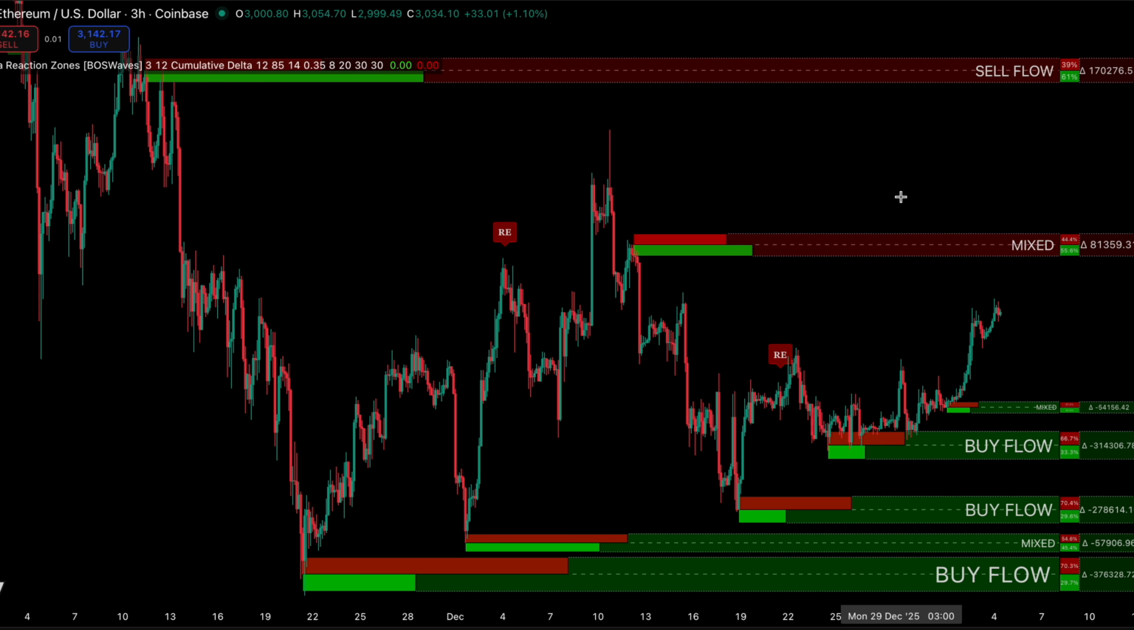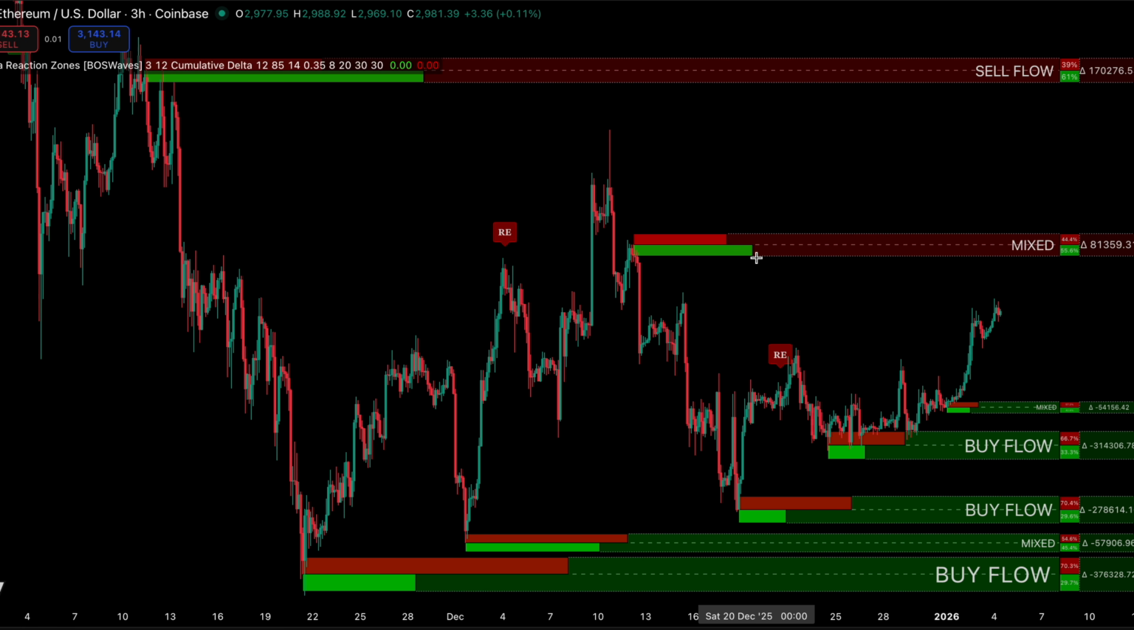Now, let's break down what this indicator is actually showing you. So if we take a look here on the ETH 3-hour chart, we have our main feature being our delta-driven reaction zones. These are created from cumulative delta or delta rate of change pivots. This matters because a price pivot just tells you where price paused. A delta pivot tells you where aggressive buyers or sellers stopped winning. That distinction is everything. These zones form at points where one side exhausted or lost control, which makes them far more likely to matter when price revisits them.